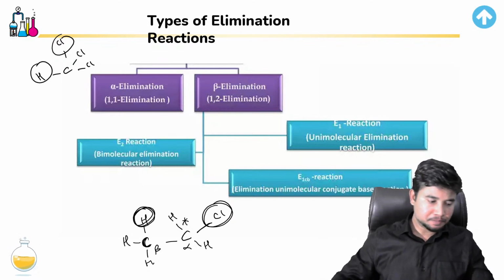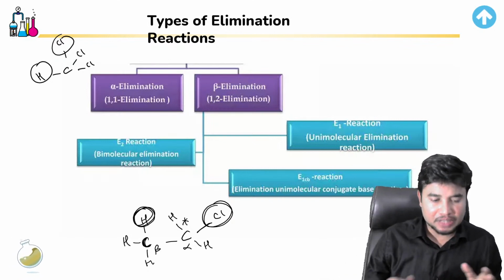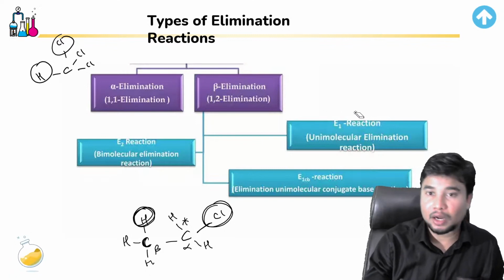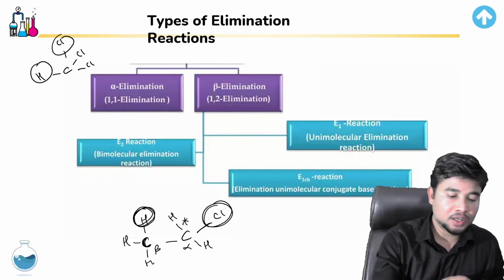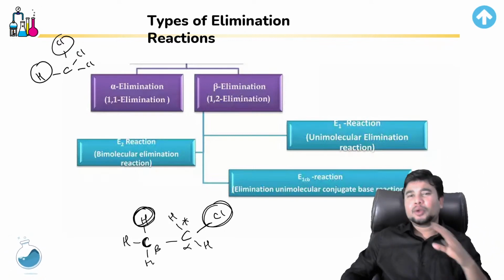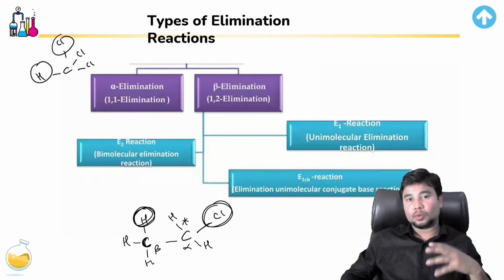Let us understand. As I was telling you, E1 is a unimolecular reaction, like SN1. In the same way, E2 is a bimolecular reaction. What is unimolecular? What is bimolecular?